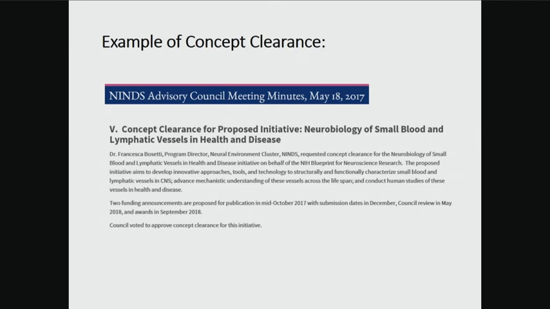Here's an example of one I took from NINDS. This came out last year, and it happened to be on the topic of neurobiology of small blood and lymphatic vessels. This type is probably too small to read, but it identifies a program person who has presented this initiative to council, and it says very little about it, but down here it says two funding announcements were proposed for publication in mid-October. So council approved these. What this tells you is that here it is May, and there's going to be a program announcement coming out on this in October. You're getting like five months' heads up on something that's coming.